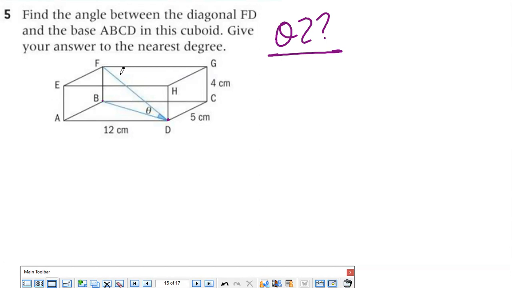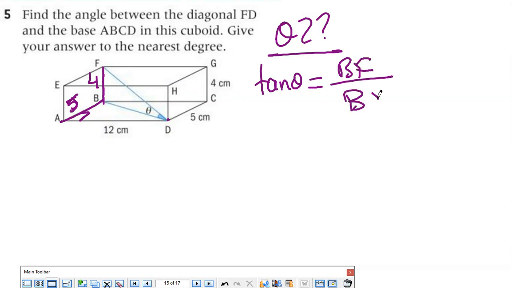Excellent. What are we going to use? We have this side is 4. And this side we don't have it. Can I find it? This is 5 here, guys. And you know that the base is a rectangle. So there is a right triangle here. How are we going to find it? Using opposite and adjacent, so I want to use tangent theta. It's equal to opposite over adjacent, over BD. Opposite, I have it, 4. Can I find BD? Yes.